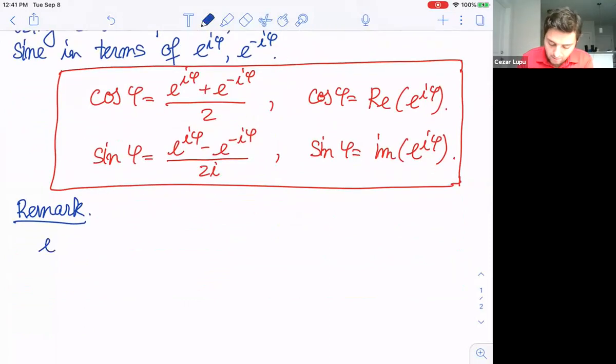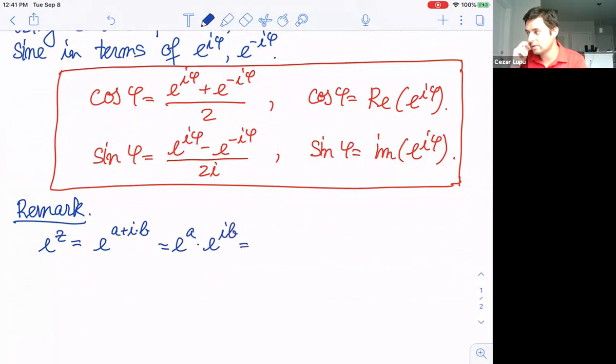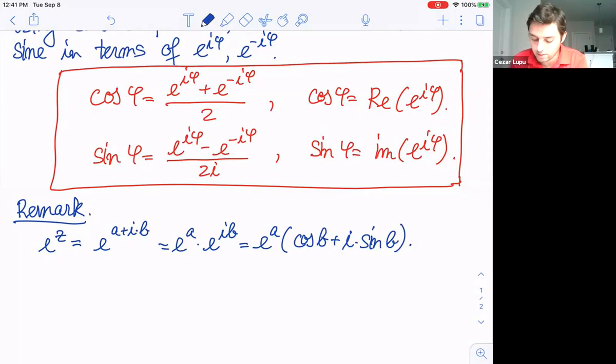For example, if I want to compute the exponential e to the z, where z is a plus ib, right? E to the power a plus ib will be nothing else than e to the power a times e to the power ib. If I use Euler's formula, it will be nothing else than e to the a times cosine of b plus I sine of b. So you can express the exponential of a complex number, which is great.